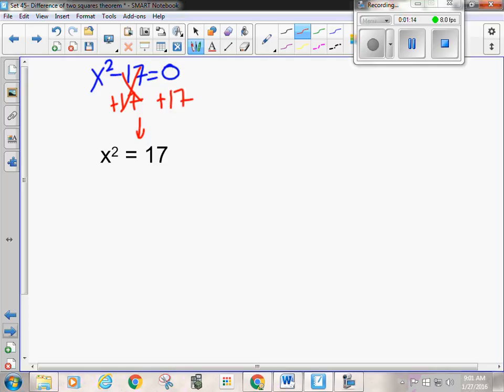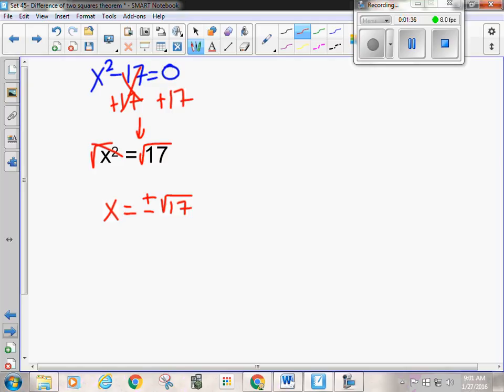Well, the opposite of squaring something is taking the square root of it, just like addition and subtraction are opposite, and multiplication and division are opposite. So I'm going to take the square root on both sides. The square and the square root cancel, and I get x. But on the other side, I don't just get the square root of 17, I get a positive and a negative square root of 17.